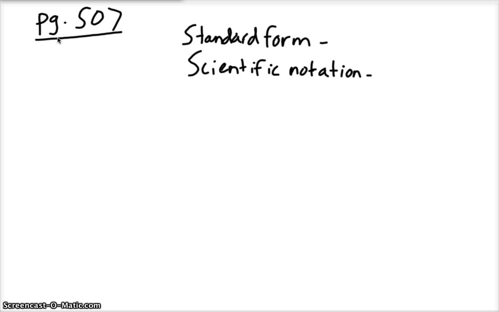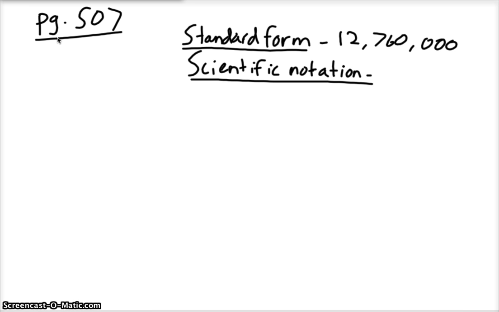So, we are talking about scientific notation. How do we write numbers in scientific notation? The terms I'm going to be using in math are standard form and scientific notation. An example of a number that's written in standard form would be 12,760,000.